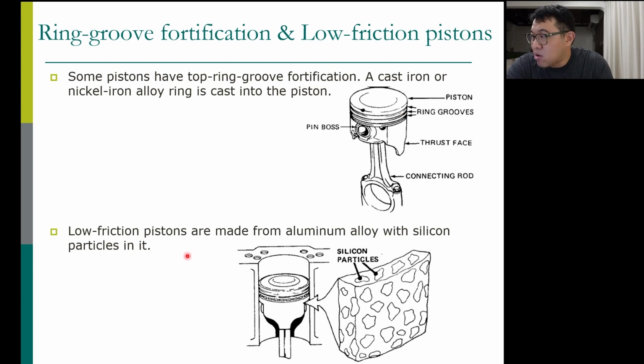And some pistons also have silicon particles in them. The same thing as when we talked about the cylinder block, the engine block, right? It has silicon particles in it, so it can have low friction. Okay, they even use it in motorcycles now. Some motorcycles use silicon pistons. Yeah.